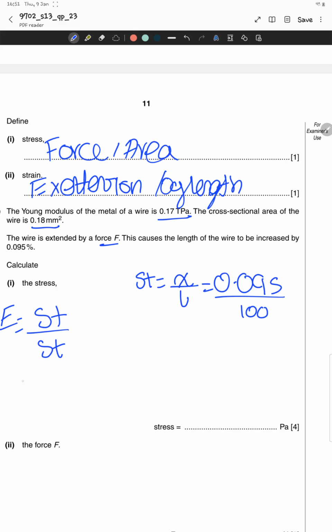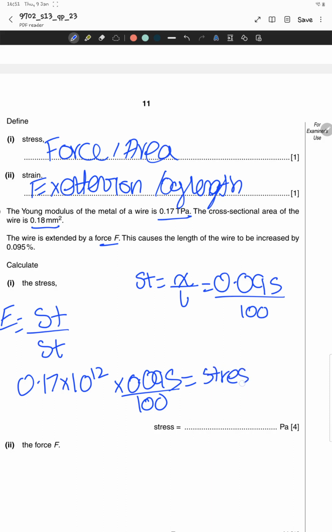So Young modulus is 0.17 terapascals. Tera is times 10 to the power 12, and then you multiply it by 0.095 divided by 100, and this equals the stress. The answer is 1.6 times 10 to the power of 8 pascals.